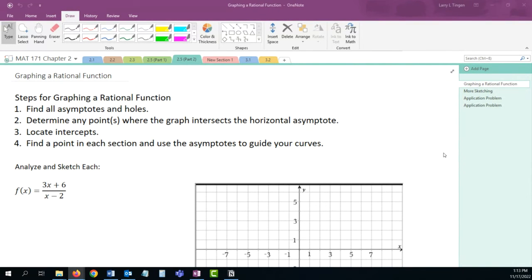We're going to do the last 4 pages of the 2.5 notes. If you printed the notes from the PDFs, the first 3 pages of the part 2 2.5 notes are repeats. So the 4th page of that 2.5 rational functions graphing and applications file, the page that starts out with these 4 steps, is the first page that's not a repeat.